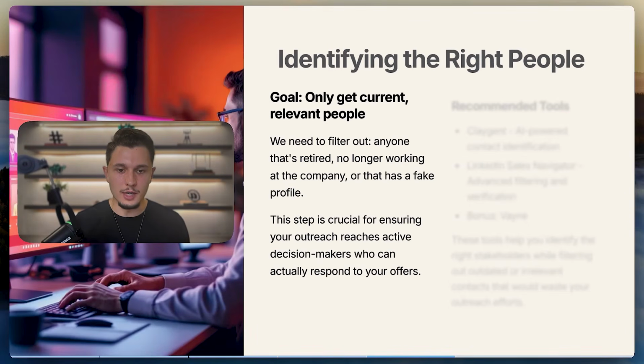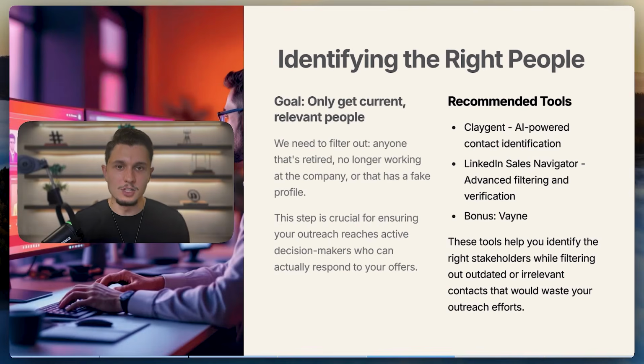Our goal is to only get current, relevant people, okay, that can actually reply to us, that are still in the company and are not retired. So we need to filter out, very obviously, anyone that is retired, anyone that is no longer working in the company, or anyone that has a fake profile. It's extremely important, and this step is crucial for ensuring that your outreach reaches active decision makers who can actually respond to your offers. Super important, and the automation that we use for this process is actually very simple.